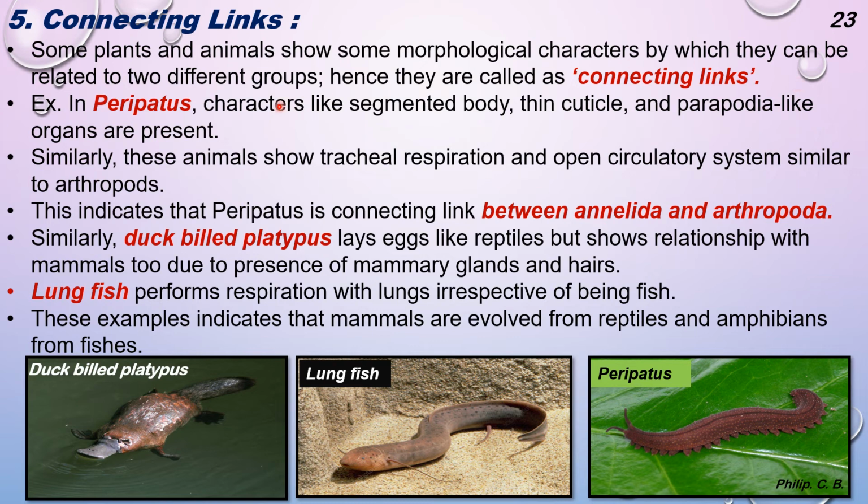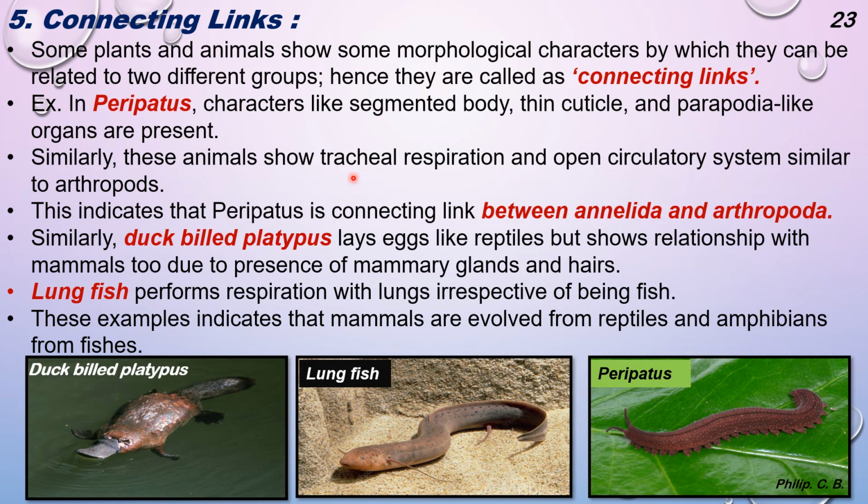Now here the example, as you are learning, is peripatus. Characteristics like a segmented body, thin cuticle and parapodia-like organs are present, which you can see in this image clearly. And as I told, in the next slide you can see the real species, how they move about.